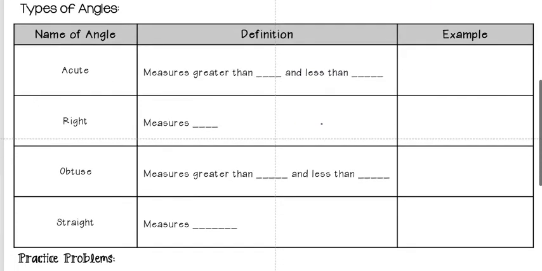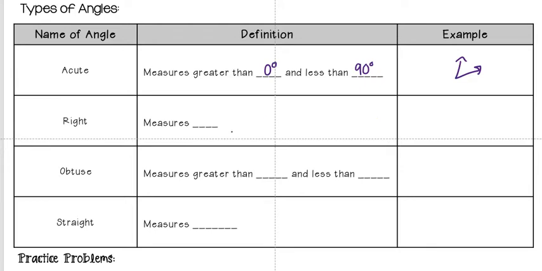Okay, and then there are also 4 types of angles. The first one is an acute angle. An acute angle measures greater than 0 degrees and less than 90. And a visual of that is that guy right there. So we see it's a small angle.